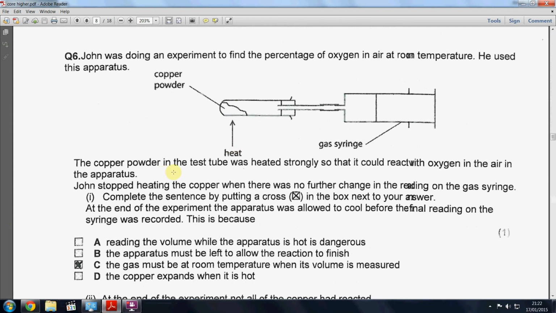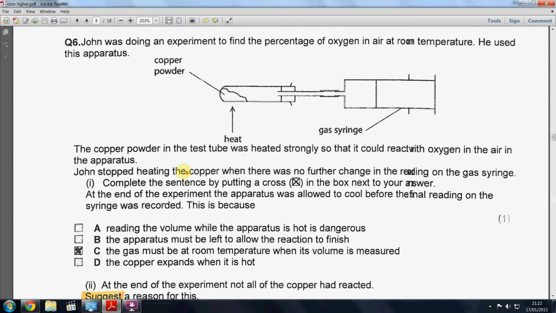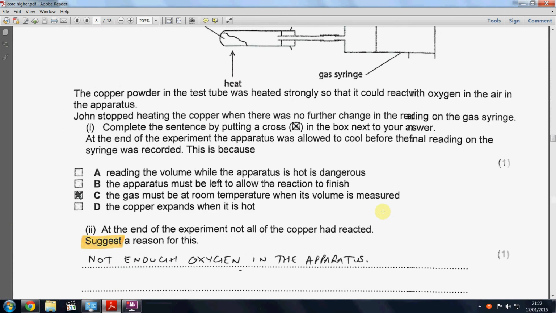The copper powder in the test tube was heated strongly so that it could react with oxygen in the air in the apparatus. John stopped heating the copper when there was no further change in the reading on the gas syringe. At the end of the experiment, the apparatus was allowed to cool before the final reading on the syringe was recorded. This is because reading the volume while the apparatus is hot is dangerous. Well, to be fair, you do that without touching it, so it's not really that dangerous.